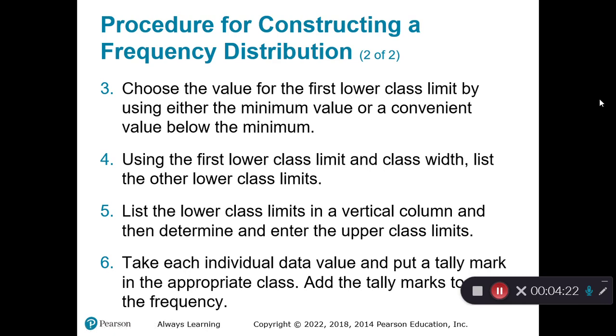This next slide might seem a little confusing before we see an example, but the way to build the frequency distribution is actually going to make a lot more sense once we go through the example, but you can refer back to this slide as we go through that example.